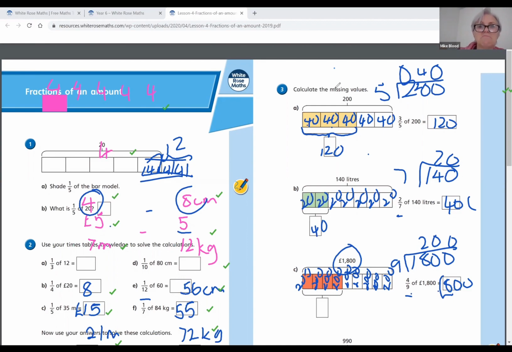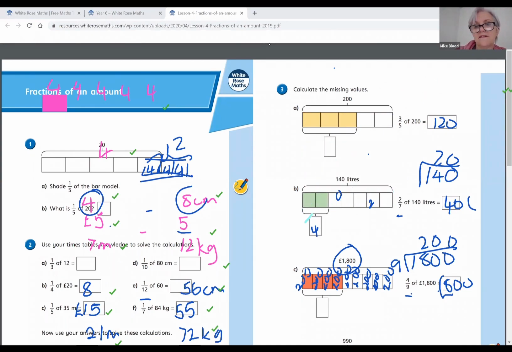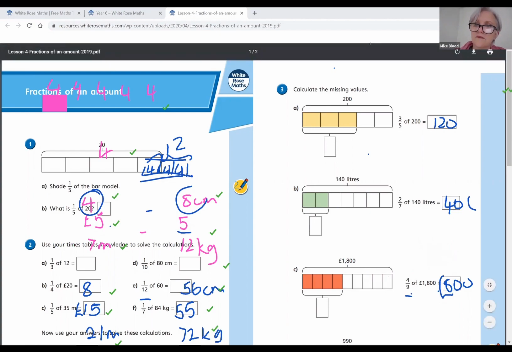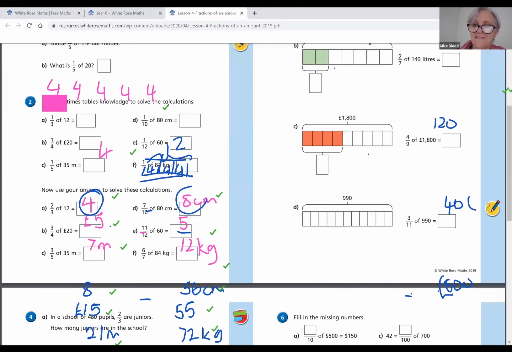Let me get rid of some of that mess so that you can see what the answers are. So we should have had for those 120, 40 litres, £800. Oh, there's another one at the bottom that I haven't seen. Let me move it down.